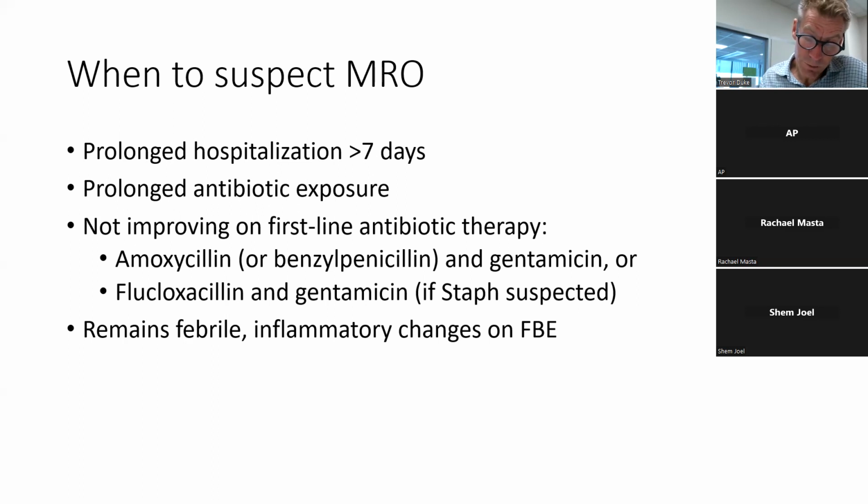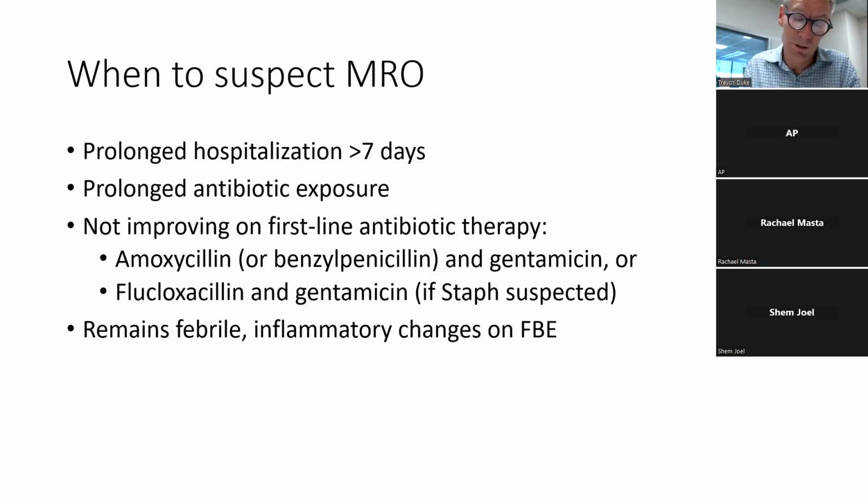But if they've been in hospital for a long time, and if they've got other risk factors for multi-resistant organisms, like malnutrition or some form of immunodeficiency, or they've had very prolonged antibiotic exposure, then you need to think about the possibility that they might have a multi-resistant organism, an MRO. And I always try to think about it in babies that are not improving on first-line antibiotic therapy.